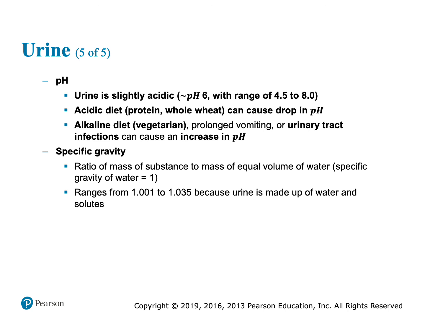Urine specific gravity range is going to be from 1.001 to 1.035. Past 1.035, that's getting a little too concentrated. 1 or less is going to be too unconcentrated. Something's up. So specific gravity of water is 1.